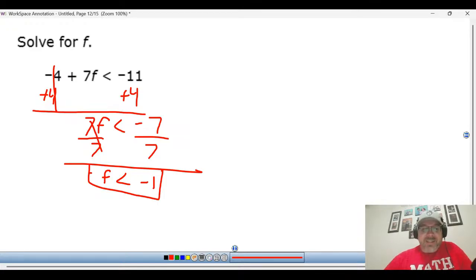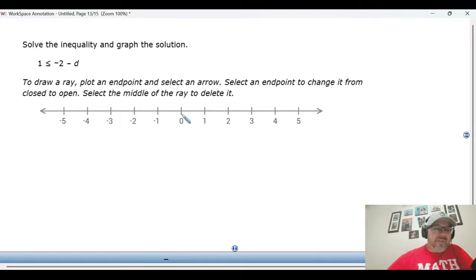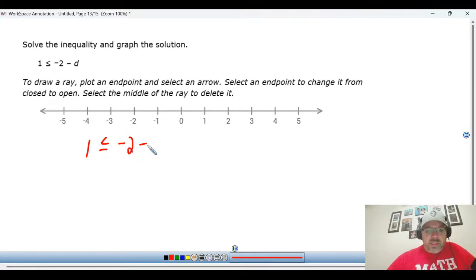All right, guys. We got a few more left here. 3 more questions. These are all about graphing the inequalities. First, we got to solve it. Then we're going to graph it. So here we go. So we're going to rewrite it. 1 less than or equal to -2 minus d. All right. So again, like we did all the other ones, we're going to add 2 here because it's on the side of the variable.